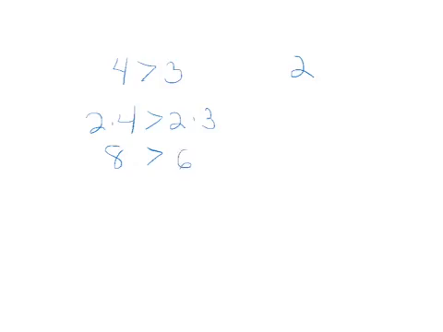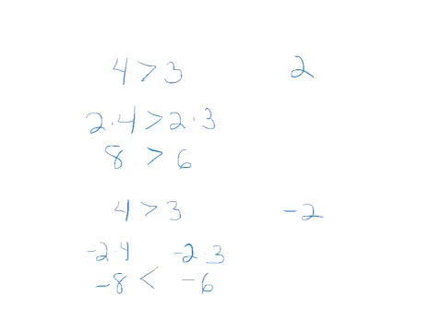But what if we multiplied by -2 instead? 4 is greater than 3, and now we're going to multiply by -2. Look what happens. -2 times 4, and then -2 times 3, we get -8, and we get -6. And -8 is actually less than -6.